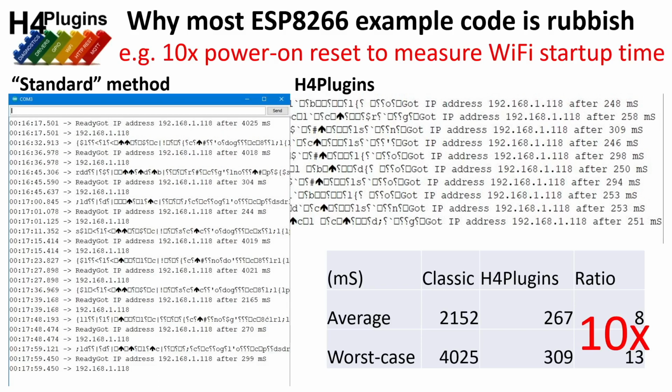What's the upshot of all this? The upshot is use H4 plugins instead of the bog standard rubbish example code, which is 10 times slower.